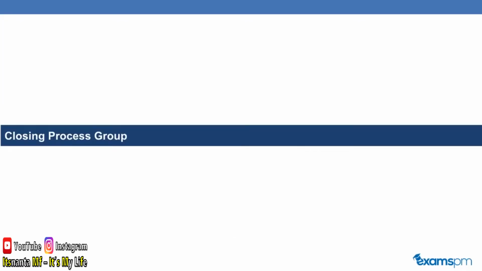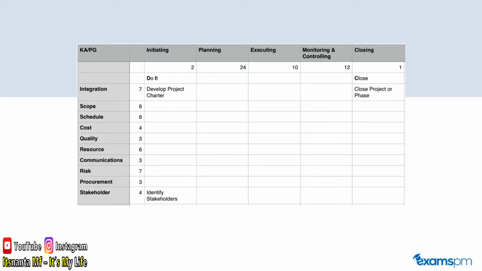Okay, now let's move on to closing. I know planning comes next, but we're just going to do closing because this is a really easy one. There's only one process in closing. For closing, you just need to remember you're closing down the project. So there's only one process, and it is close project or phase.